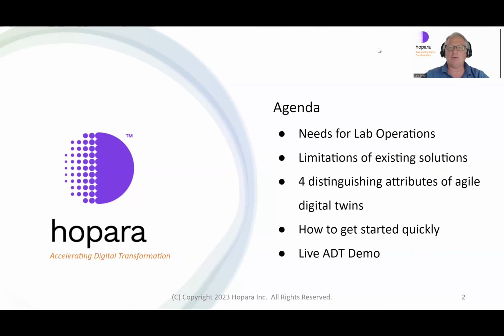First, we're going to want to go through what we've heard from the market in terms of the needs of lab operators. What are they looking for in terms of a digital solution for managing their assets? We're going to look at some of the limitations of the existing solutions out there, all the way from a full-scale digital twin down to the BI KPI dashboard. We're then going to take some time in detail and look at what are the distinguishing features of Agile digital twins, what makes them different compared to those existing solutions, and then how can you get started very quickly with an ADT so that you can begin to see what the ROI potential is.